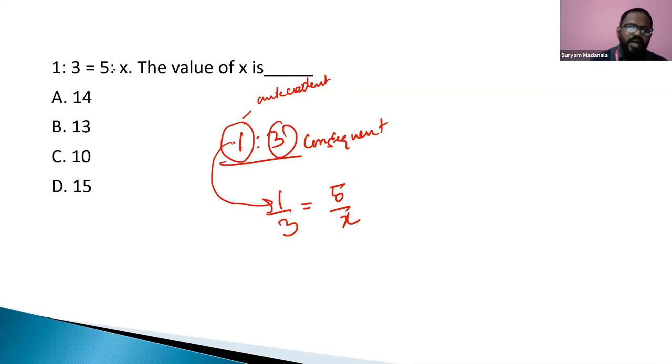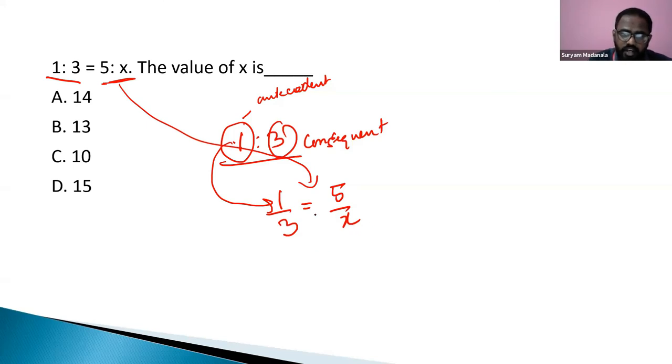I will try to be a little slower. So I say that 1:3 can be written as 1/3. Can you confirm this? Is that pace okay for you? Better. I am sorry, I cannot pronounce your name, but can you confirm? 1:3 can be written as 1/3. Very good. 5:x can be written as 5/x. We just need to solve for x.